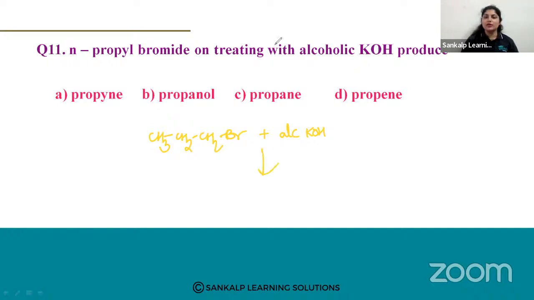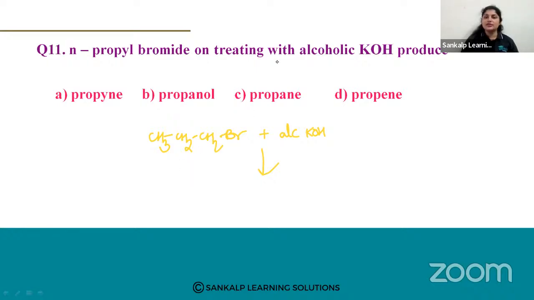Dehydrohalogenation reaction. Okay. Ishwarya has answered it as D. Shreya Kumari, B. Vinushri, as B. Alcoholic KOH is a dehydrohalogenating agent. Okay. So what will it do?